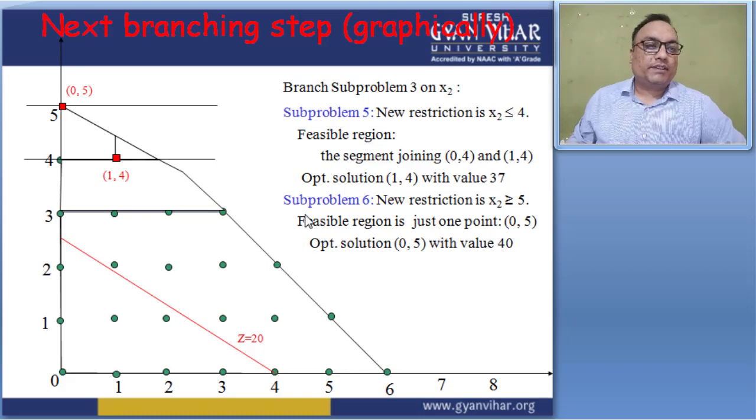But in the case of subproblem 6, the restriction is x2 greater than or equal to 5. For this case, this is the line here. This problem means this point, 0, 5, and again it gives the feasible optimal solution. The value at this point is 40. So move to the next step.